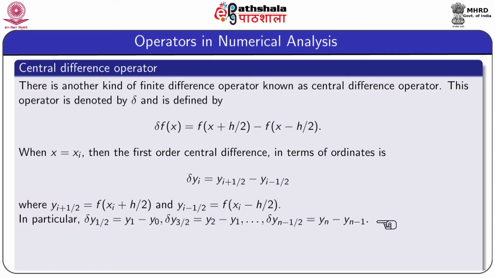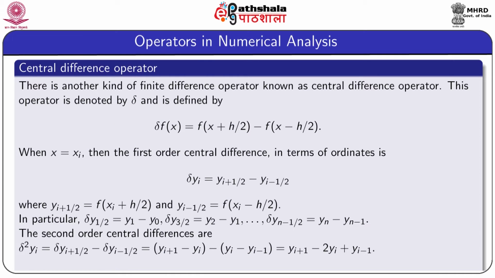In particular, delta y half equals y 1 minus y 0, delta y 3 by 2 equals y 2 minus y 1, and so on. Similarly, the second order central differences are defined as follows: delta 2 y i equals y i plus 1 minus 2 y i plus y i minus 1. In general, delta n y i equals delta n minus 1 y i plus half minus delta n minus 1 y i minus half.